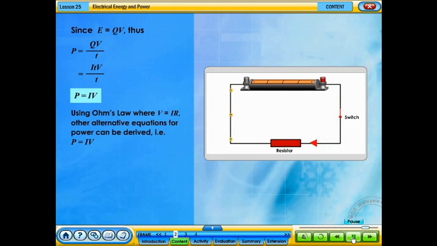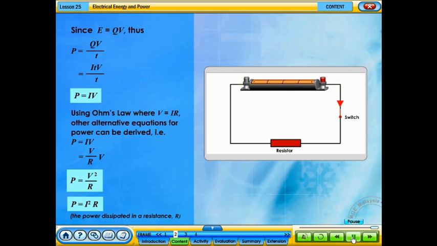Using Ohm's law, where V equals I times R, other alternative equations for power can be derived. P equals IV. Therefore, power is equal to the square of potential difference divided by resistance. Thus, power is equal to I squared times resistance R.